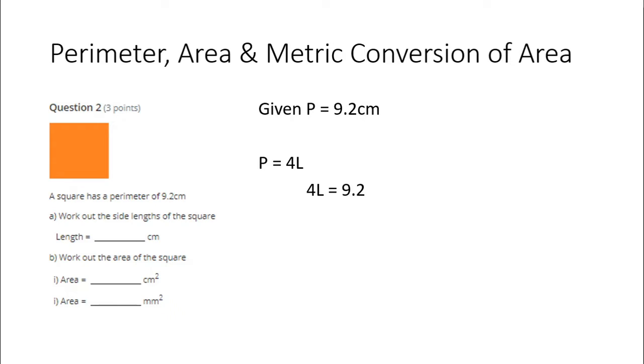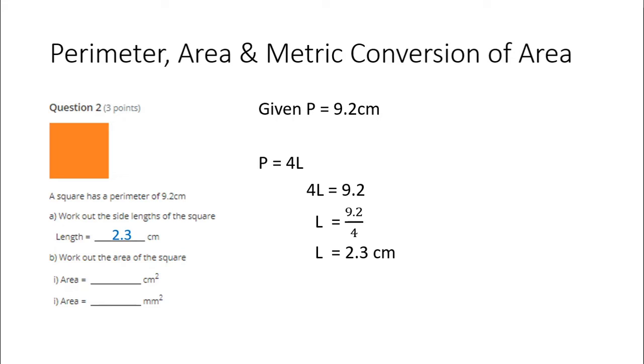The reason we did that is so that we can rearrange that equation to find out what L is on its own. So 4 times L gives us 9.2. L on its own would have to be 9.2 divided by 4. The opposite of multiplying is dividing. So that means L is equal to 2.3 centimeters. So we've got our length, it's 2.3 centimeters.